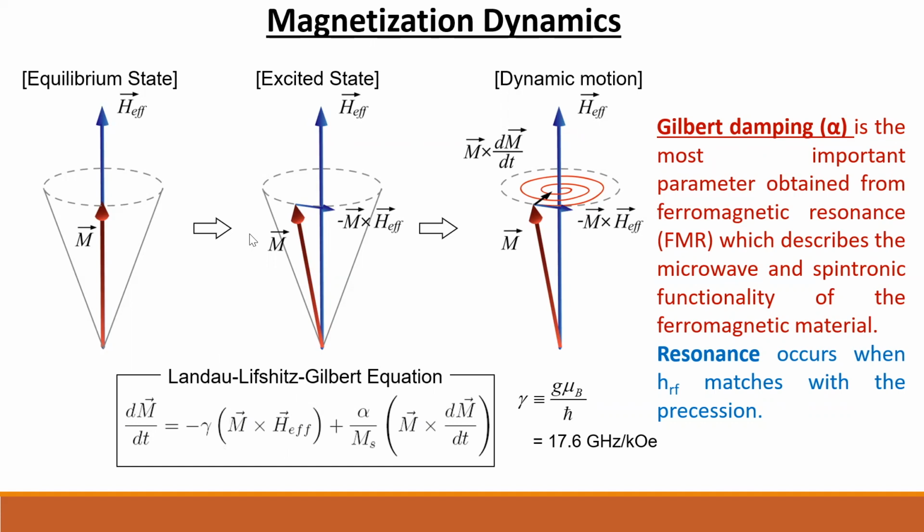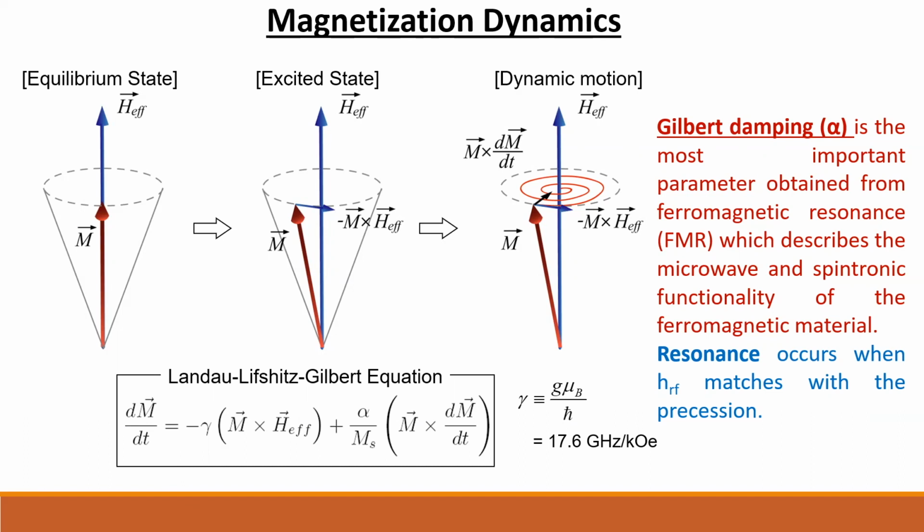So when we talk about the LLG equation, it is the fundamental equation in the field of magnetism that describes the dynamics of magnetization in magnetic materials. This equation combines classical mechanics and quantum mechanics to provide insights into the behavior of magnetic systems.